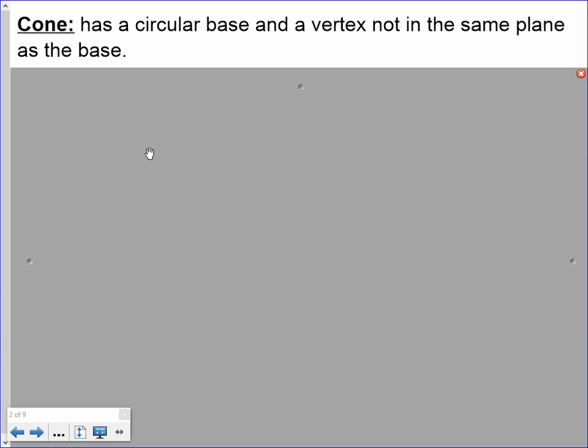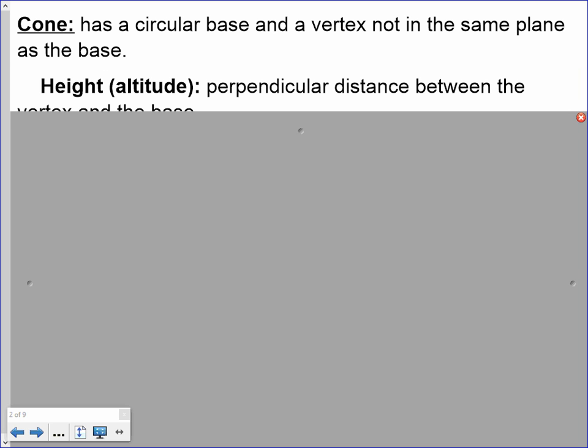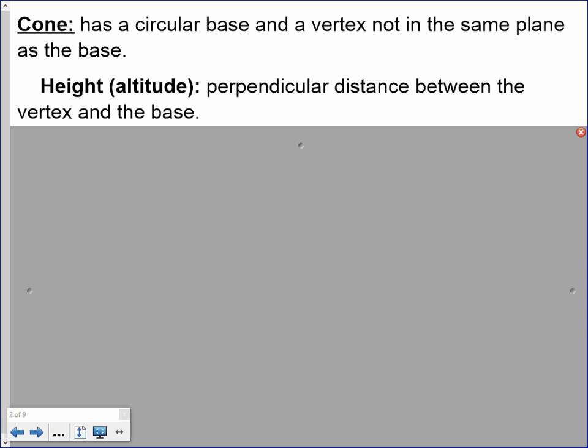Now, the rest of the vocab you can write down if you'd like, but most of it we've gone over before. Okay, your height, your altitude, so this is just like pyramids. We're going to have a regular height and we're going to have a slant height.